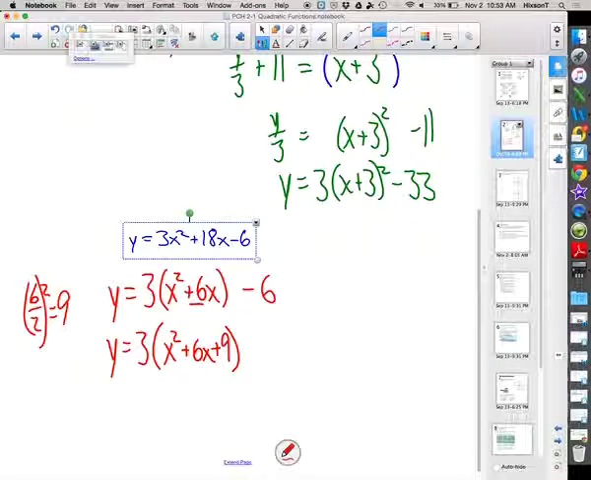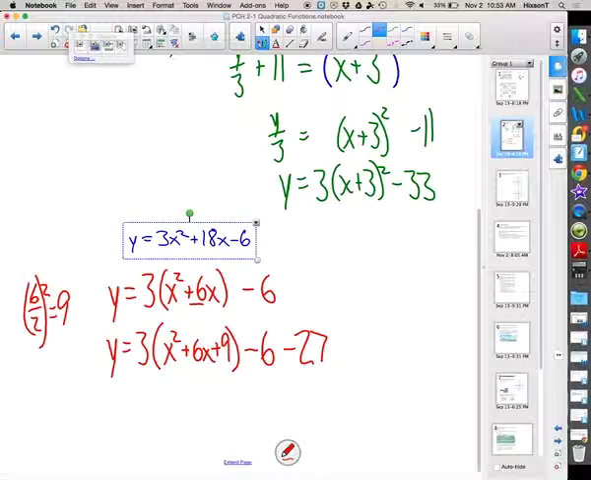Alright? So, what did I actually add to this side? 27. I added a 27. So, exactly. So to balance it out, we need to subtract 27. So here I added 27, 3 times the 9. So when I subtract 27, I really just added 0. So I didn't change the problem at all. Okay? Does that make sense?